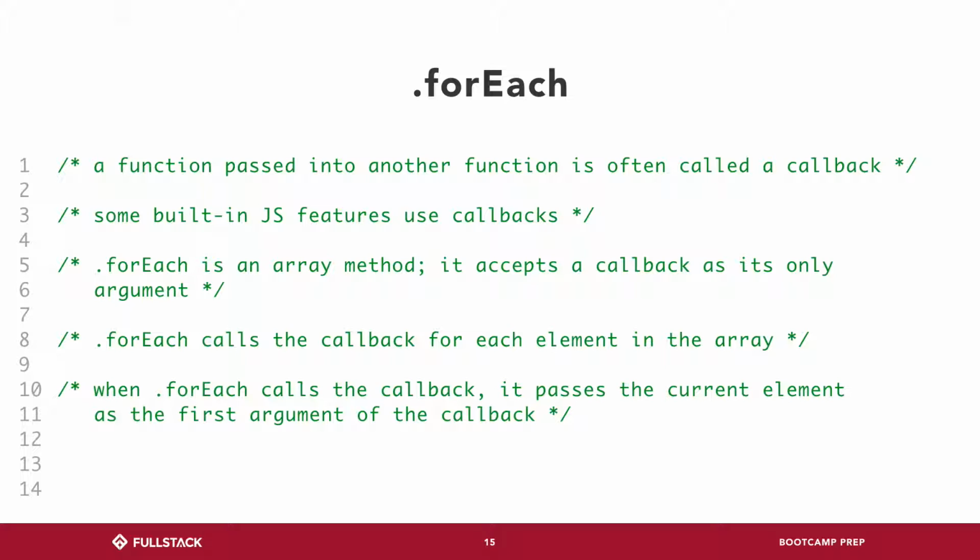So forEach calls the callback, which is the parameter, the function that got passed into it, for each element in the array. When forEach calls the callback, it passes the current element as the first argument of the callback. What am I even talking about? We have to go through an example.